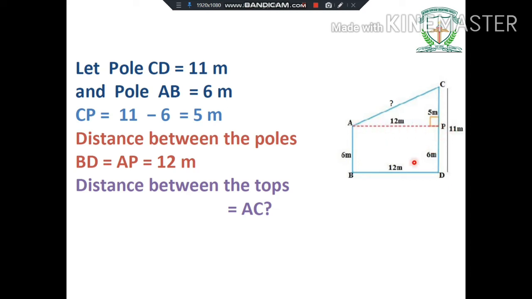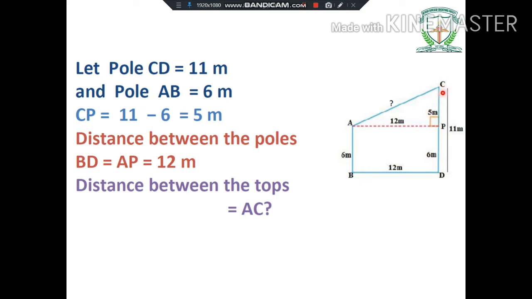Therefore, AP is equal to BD. These two sides are equal. If this is 12 meters, this also will be 12 meters. AB is 6 meters. So therefore, PD, this side also, PD is also 6 meters. So what is the remaining length of this line? So PC is equal to 11 minus 6. 11 minus 6, so you'll get 5 meters.